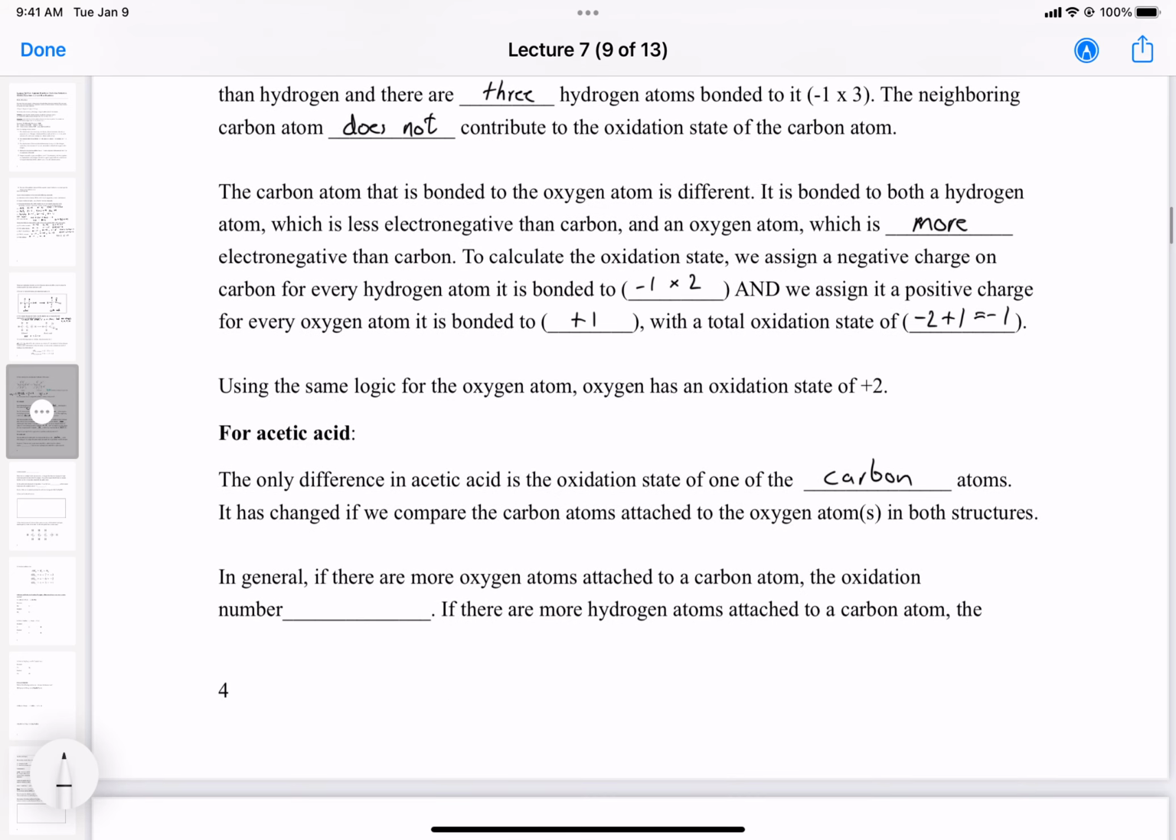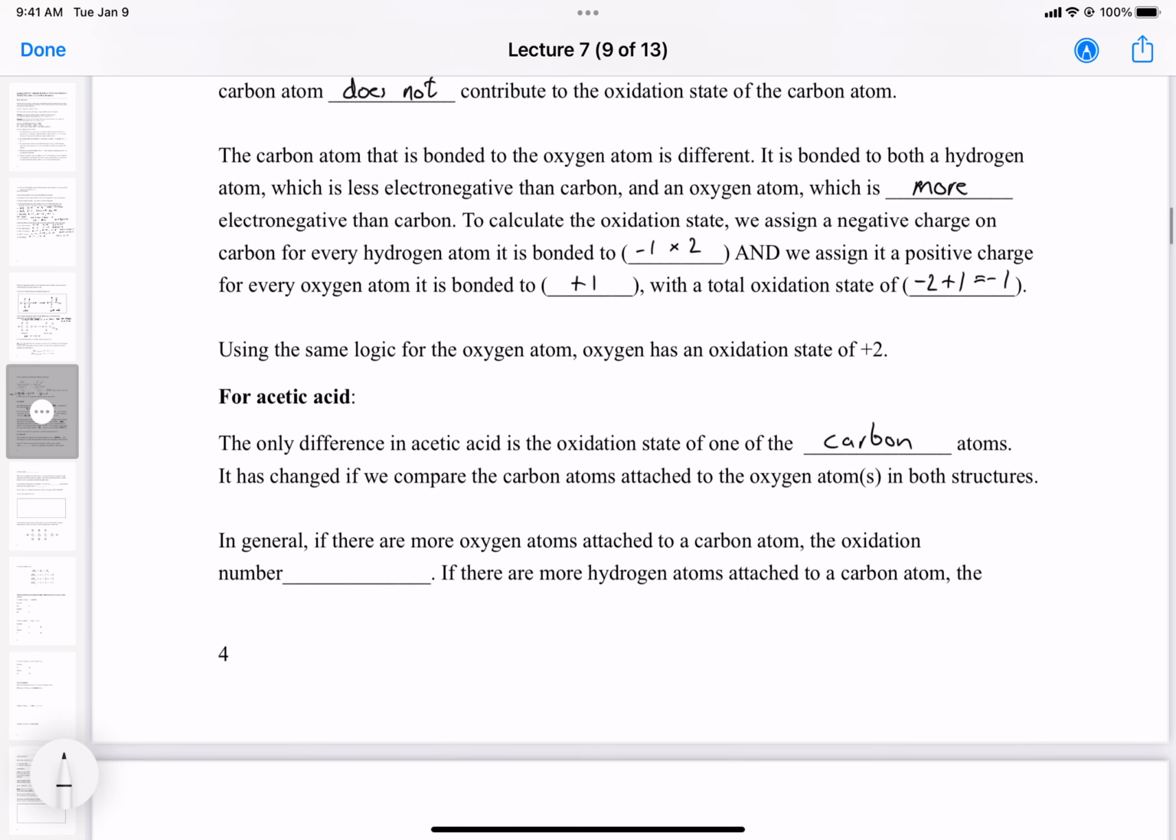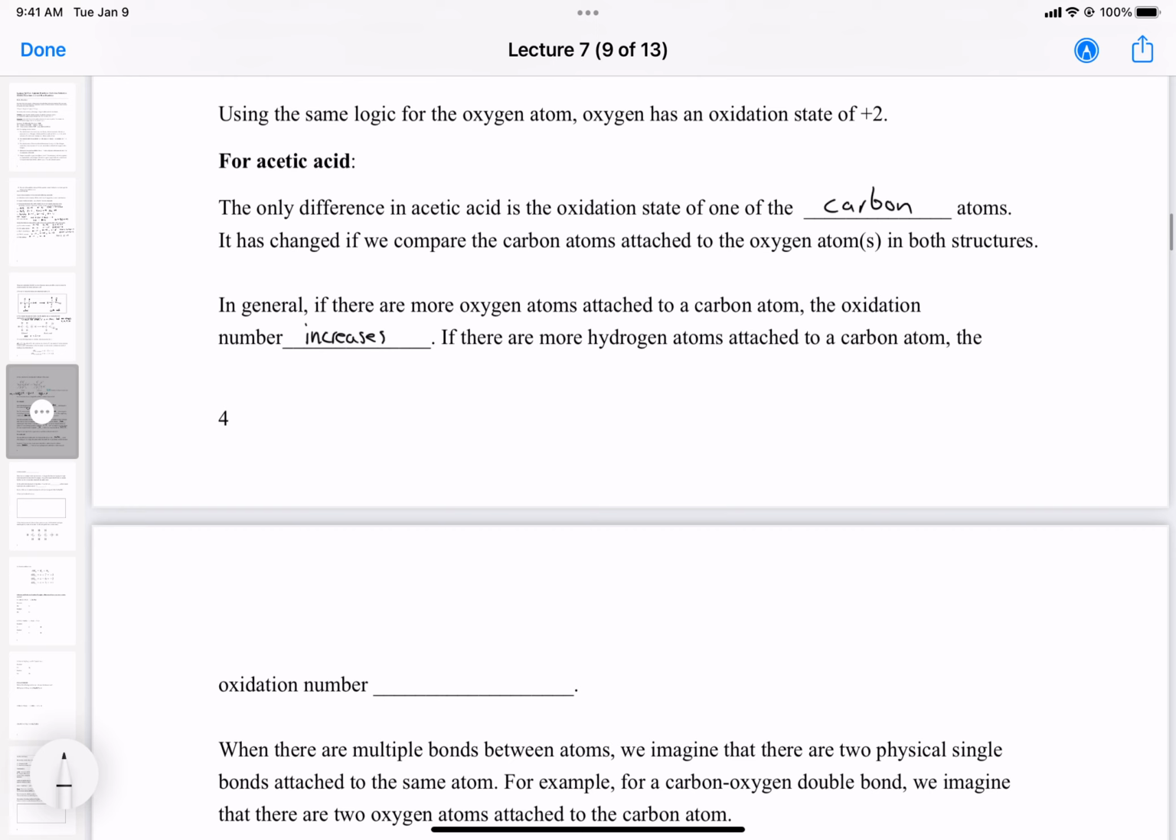So now we go here. In general, if there are more oxygen atoms attached to a carbon atom, we say the oxidation number increases. So that is what we call oxidation. We add oxygen to something, it's going to increase its oxidation number. And if there are more hydrogen atoms attached to a carbon atom, we say the oxidation number decreases.